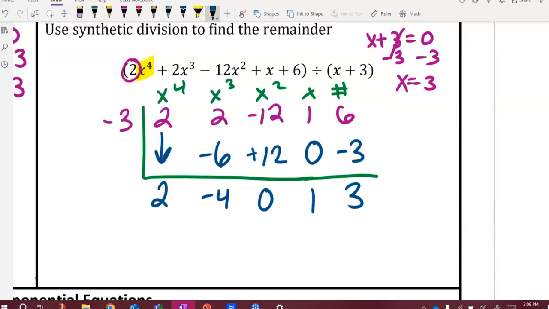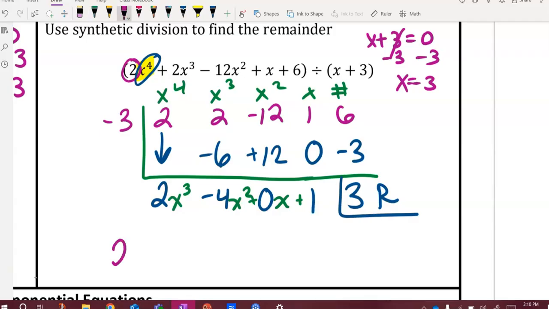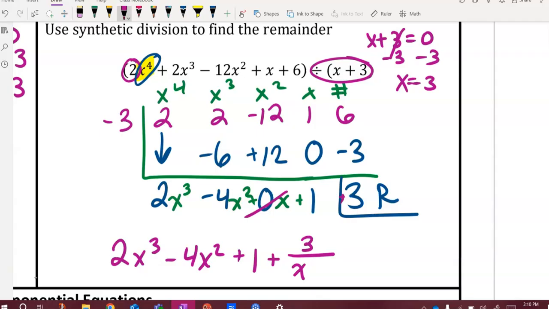Just like we said in the last video, our final number is the remainder, and these other numbers are going to start off 1 degree less than what we started with. So we started with x to the 4th, so our answer is going to start with x cubed, and then it just goes down one by one. So writing our answer nice and pretty, we have 2x cubed minus 4x squared. We don't need to write the 0. Plus 1. Our 3 is positive, so we're going to say plus 3 over what we were dividing by.